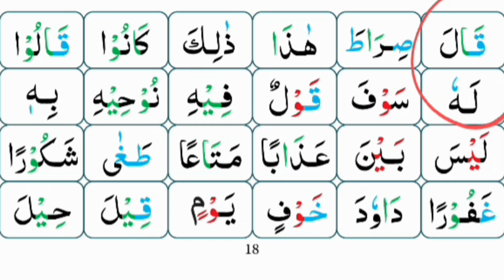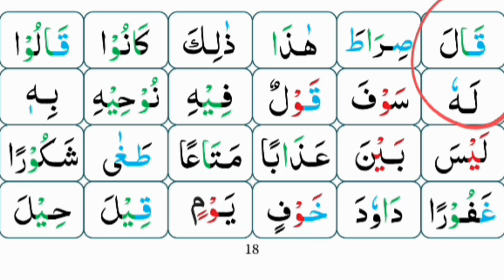The first letter is qaf. The sound of qaf is qa. The sound of alif is a. The sound of lam is la. So we combine these three sounds. We use sounds in the Quran Pak, not pronunciation. We only use sounds. So the sound of qaf, alif and lam is qa, a, la.